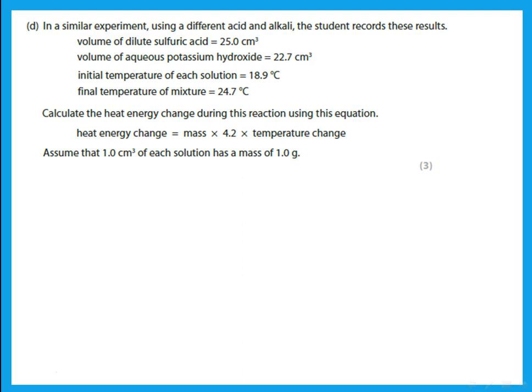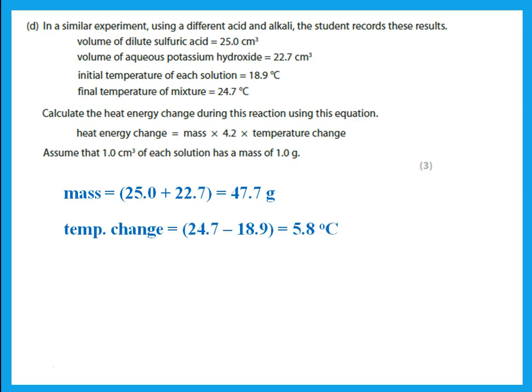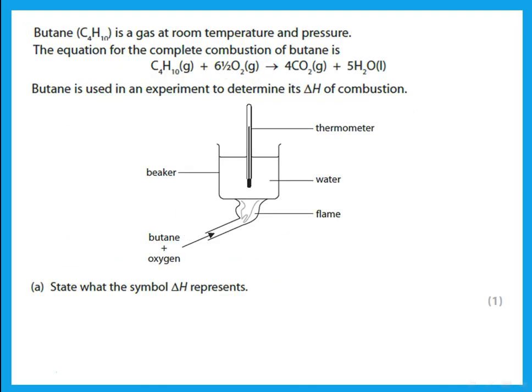Now, mass of what? We said mass of solution. So what is the total mass of the solution? He put 25 sulfuric and 22.7 potassium hydroxide. That means the total mass of the solution is 47.7. Again, I'm reminding you, mass is the same as volume for a solution because the density of water is 1. Then I can use this mass and the temperature change. So the temperature change is the difference between them to get Q, and what comes out of Q is in joules. So if you want it in kilojoules, you will have to divide by 1,000.